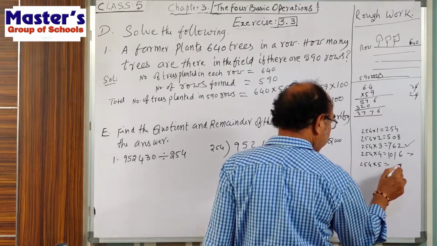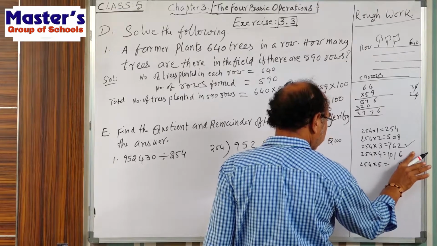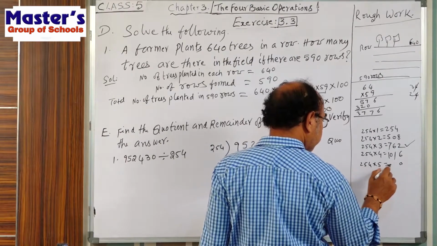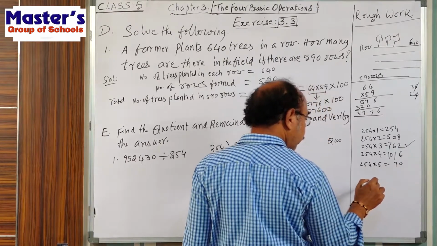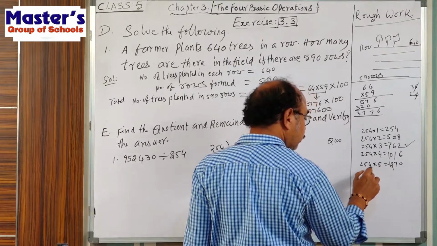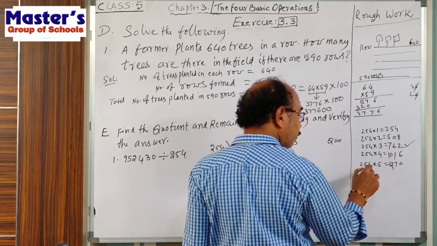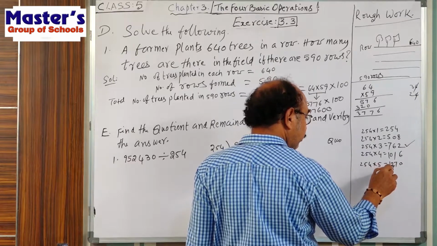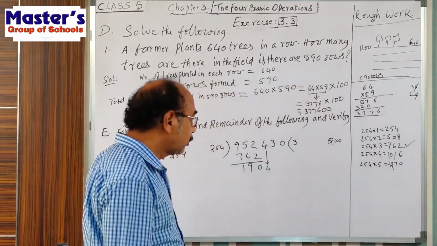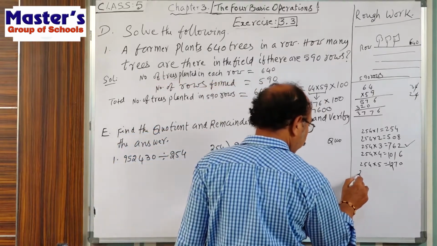5 4s are 20, 0, 2 is there. 5 5s are 25 plus 2 27. 7, 2 is there. 5 2s are 10 plus 2 12. 1270. Extend it.